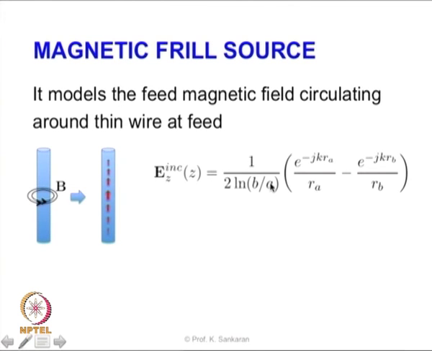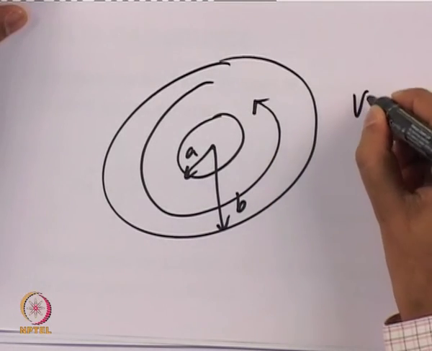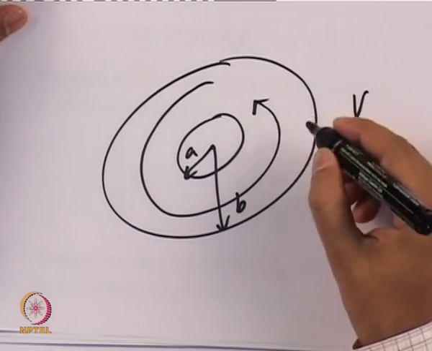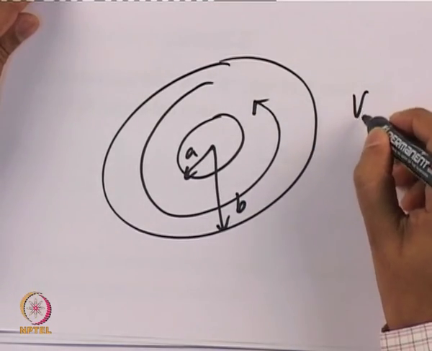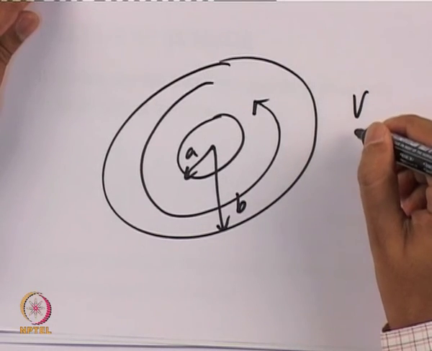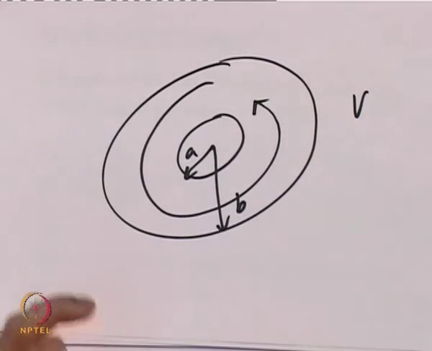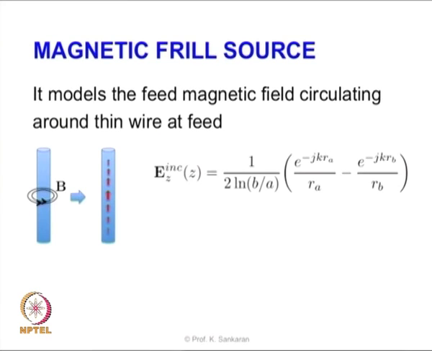So you can compute the value of the voltage that exists between the two coaxial planes, and then we can compute the value of the V, and once we know the V, we can divide it by the distance, and that's what we are exactly done here. And this expression is much more accurate compared to the other one, where the inner radius of the magnetic frill is given by A, the outer radius is given by B, and the incident field is given by the value that is the difference of the two values that we have computed.